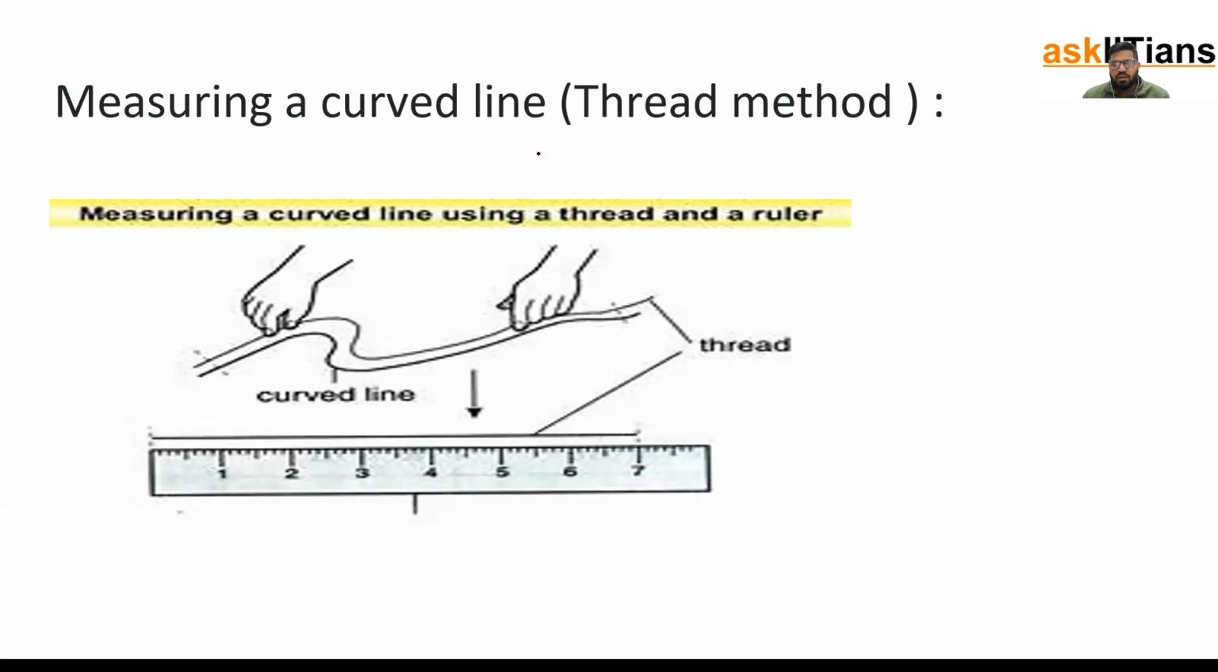A method known as thread method will be used here. Okay. So what do you mean by thread method? Thread method is the method to measure the length of a curved line. So if you can see in the diagram, there is some curved line right here. This red one is the curved line.